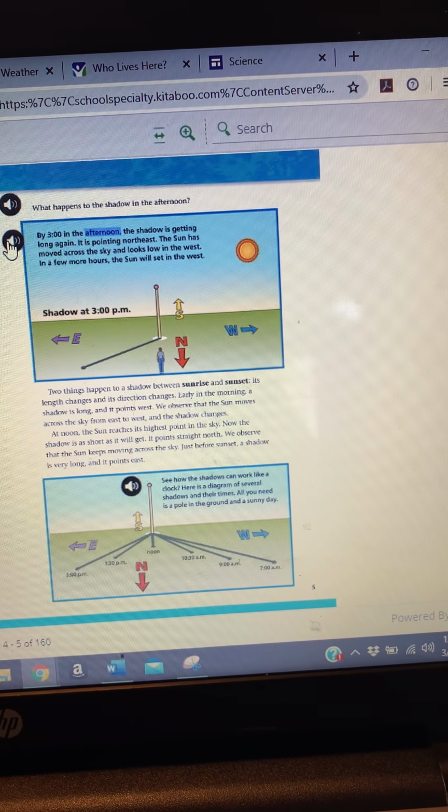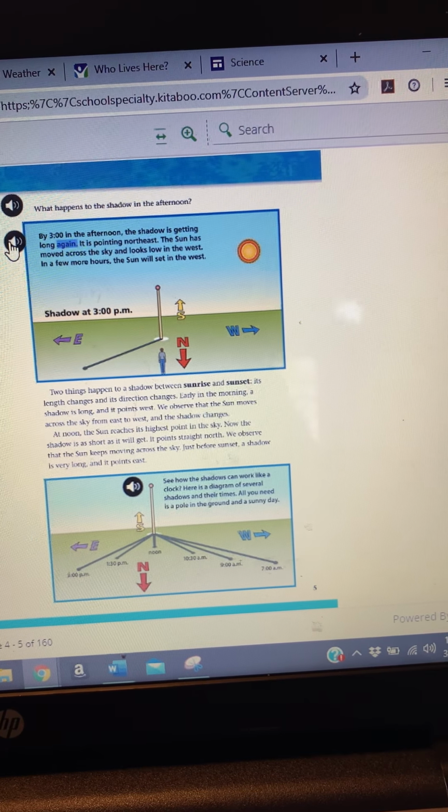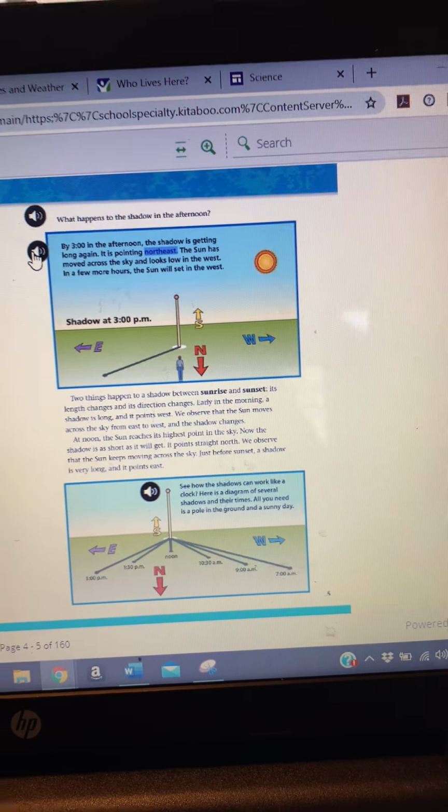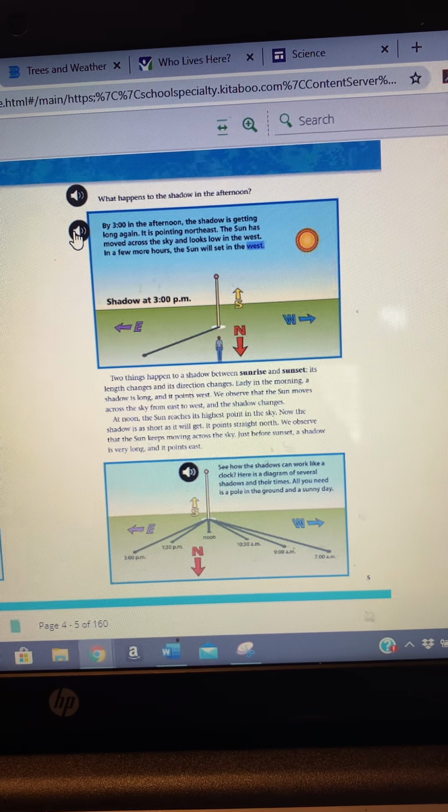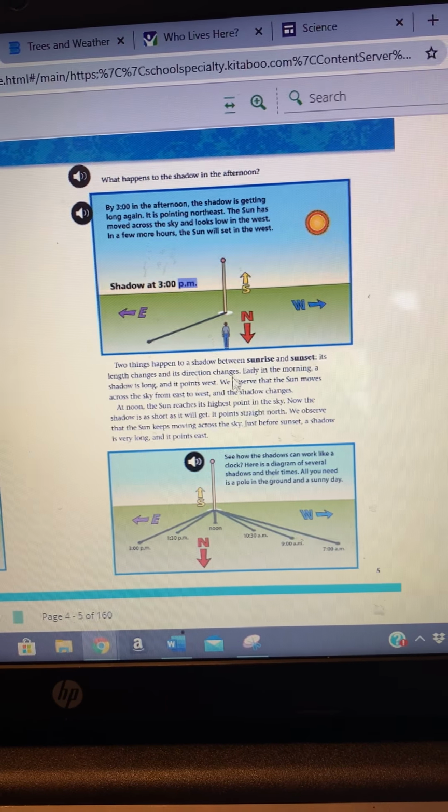At 3 o'clock in the afternoon, the shadow is getting long again. It is pointing northeast. The sun has moved across the sky and looks low in the west. In a few more hours, the sun will set in the west. Shadow at 3 o'clock p.m.